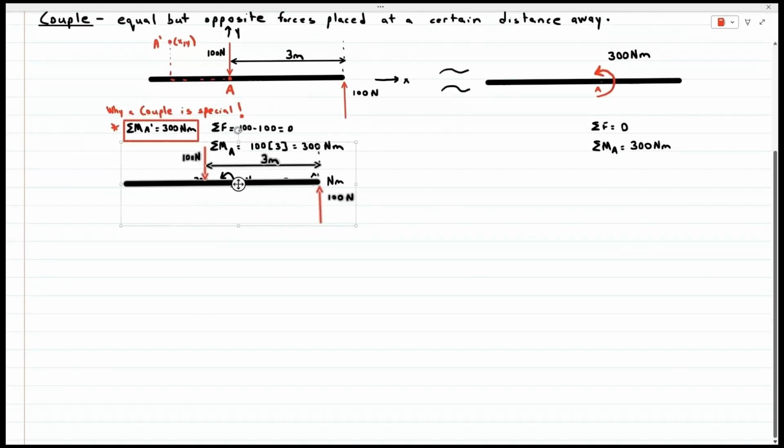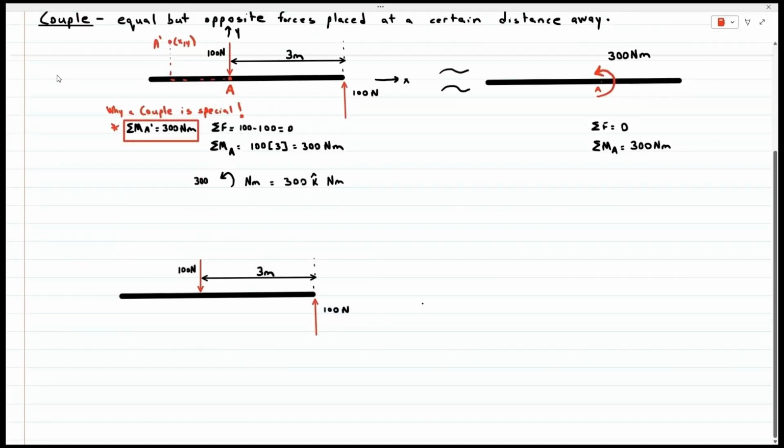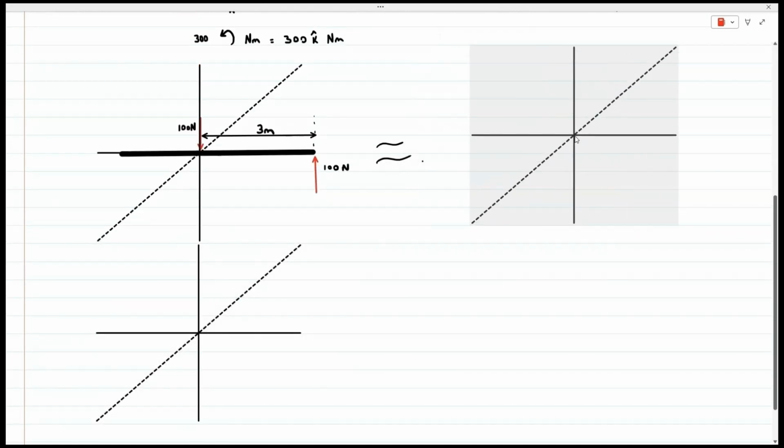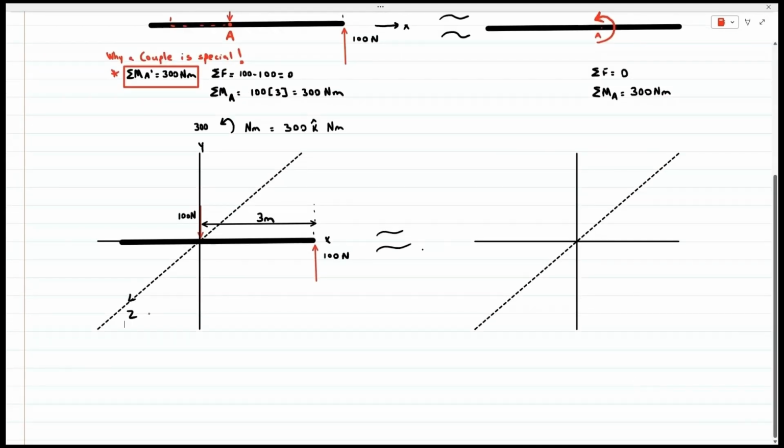Just to remind you about how moments look in 3 dimensions, moments are couples. If we wanted to draw this equivalent system in 3 dimensions, we could equivalently put a double-headed arrow to represent that couple, where if you point your thumb in the direction of that couple, your fingers will curl, representing that same couple in 2 dimensions.